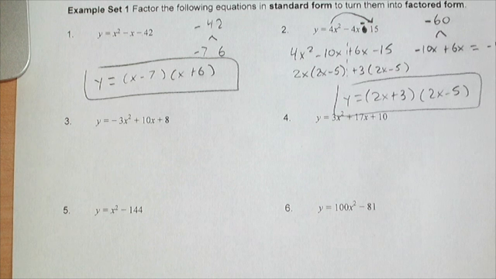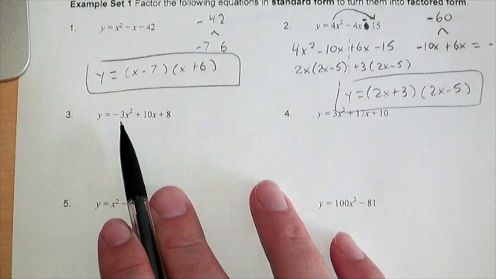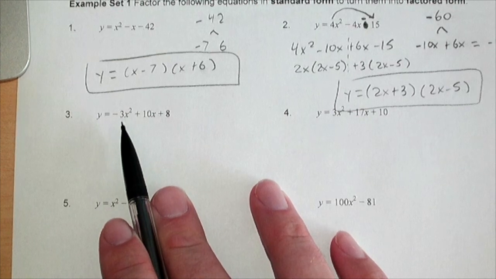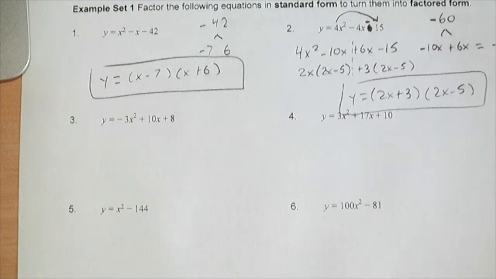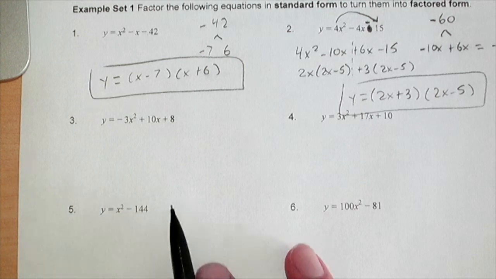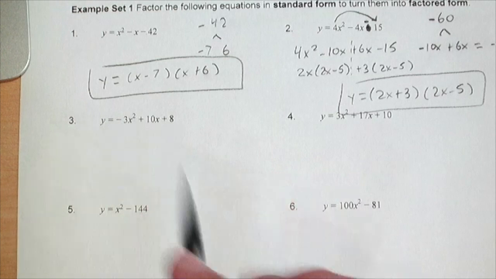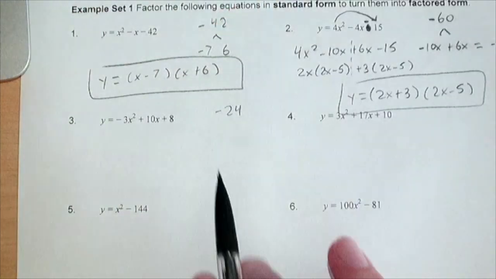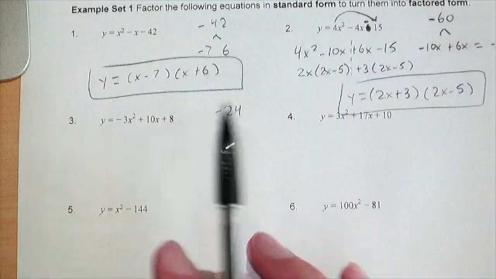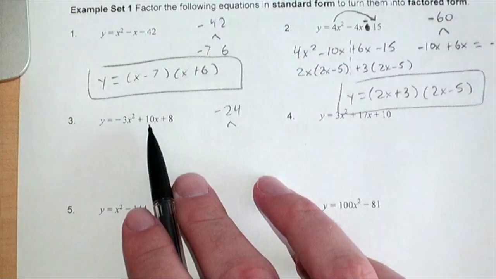So number 3, we're going to do it the same way, but what I want you to notice is that the leading number here is negative. If the leading number is negative, and we're going to see an example in both this and completing the square, it's not going to be too consequential. Let's start it the same way. We're going to take the negative 3 and multiply it by the 8. We need 2 numbers that multiply to negative 24 and add up to positive 10.